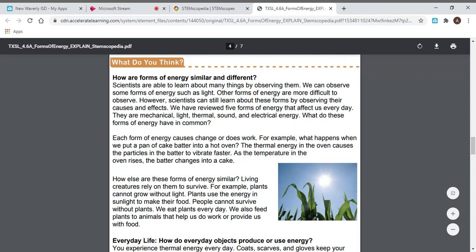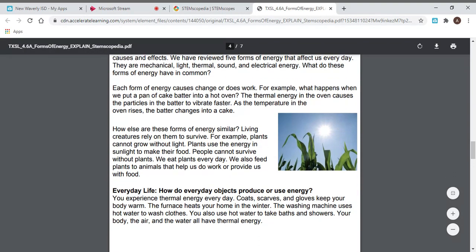How else are these forms of energy similar? Living creatures rely on them to survive. For example, plants cannot grow without light. Plants use the energy in the sunlight to make their food. People cannot survive without plants. We eat plants every day. We also feed plants to animals that help us do work or provide us with food. Let's continue on.